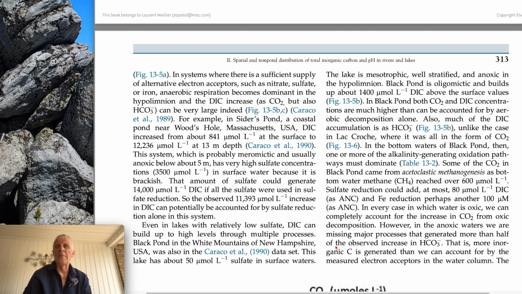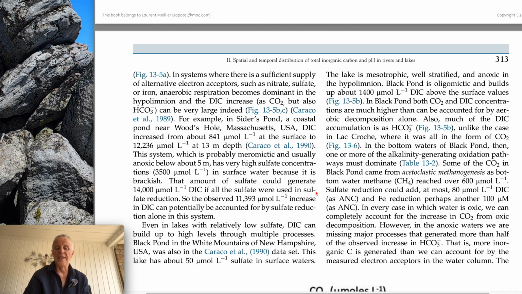30 meters depth is about 30 feet. This system, which is probably meromictic and usually anoxic below about 5 meters, has very high sulfate concentrations, 3,500 micromoles per liter. In surface water, because it is brackish, that amount of sulfate could generate 14,000 micromoles per liter of DIC if all the sulfates were used in sulfate reduction.